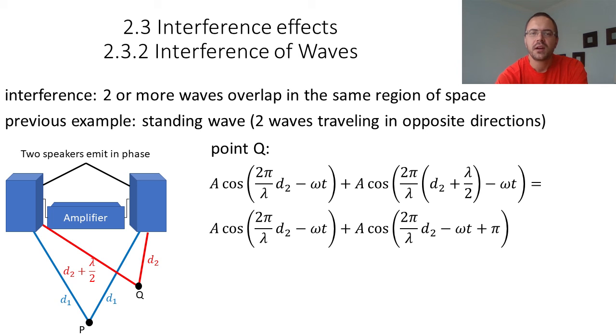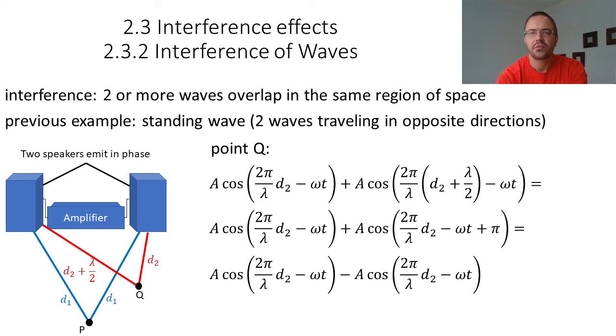And now you recognize cosine of something plus pi, right? And that is the same as minus cosine of something. So we can write A cosine(kx minus omega t) minus A cosine(kx minus omega t). And so the two signals cancel each other, and they're equal to 0. So there is no wave at all, and we call this destructive interference.